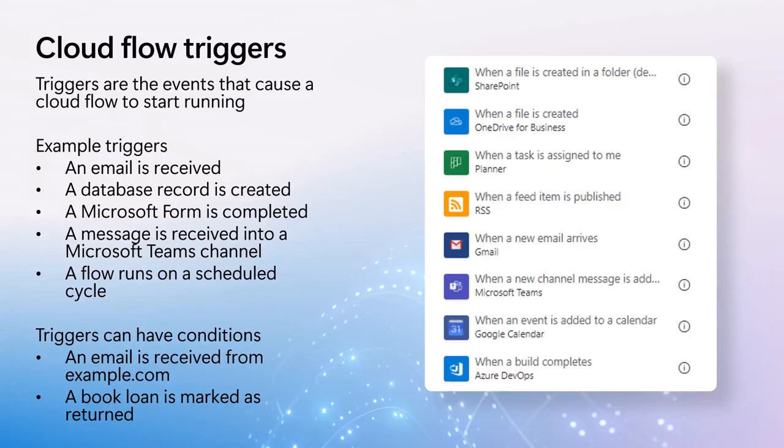We've already talked about Cloudflow triggers. Triggers are those things that cause a Cloudflow to start running. Some example triggers include the receipt of an email, a database record being created or even modified, a Microsoft form being completed, or a message received into a Microsoft Teams channel. It's important to understand that triggers can have conditions. For example, we could specify that the trigger will only run if the email is received from a specific email address, or that a book loan is marked as returned.